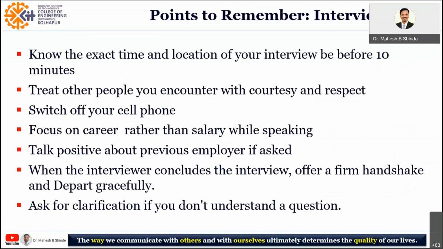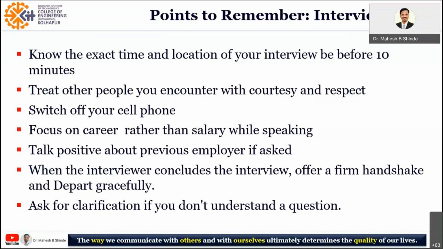Okay. Points to remember, the do's that you should follow. Very important. Number 1, know the exact time and location of your interview and be there at least 10 minutes before the scheduled time. Treat other people you encounter with courtesy and respect, not as your enemies. You must switch off your cell phone before entering the interview venue. Focus on career rather than salary while speaking. Yeah, very important as a fresher. How much salary and all that you should keep aside. Even that should be reflected in your response as well.